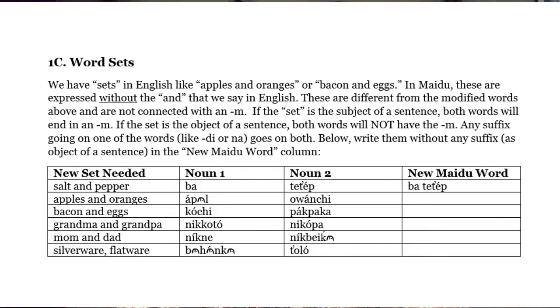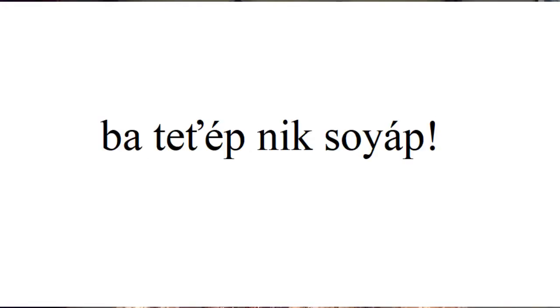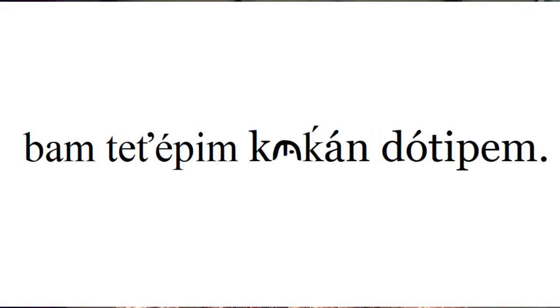Let's look at the first one, which is done for you. Salt and pepper. Ba tetep. That's it. Ba tetep nik soyap. Pass me the salt and pepper. If salt and pepper is the subject of the sentence, like salt and pepper are tasty, you would put an M on the end of both words. Bam tetepim, kakan dotibem. Tetep ends in a consonant, so you have to add IM instead of just M. Tetepim.